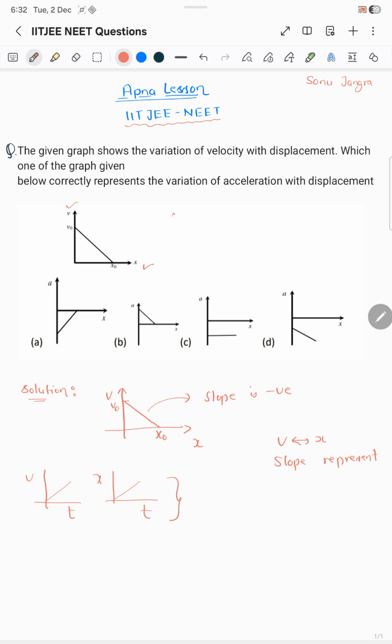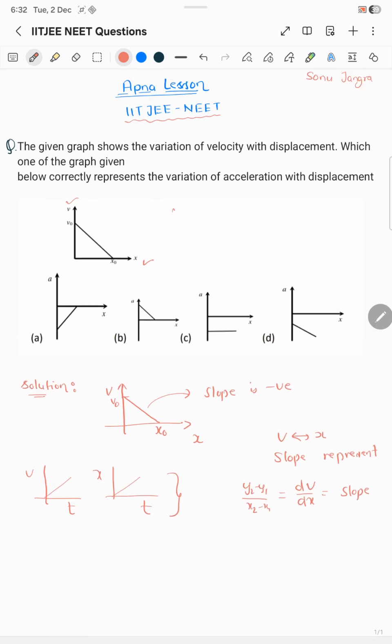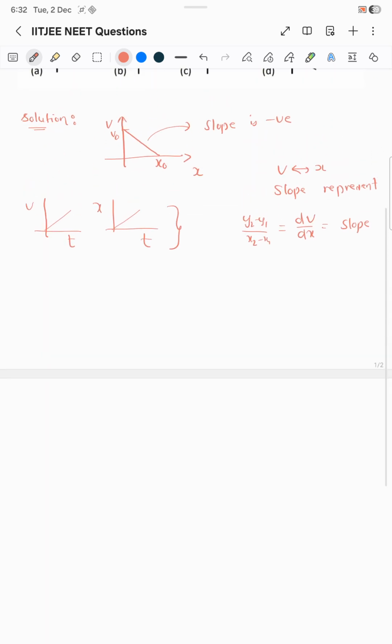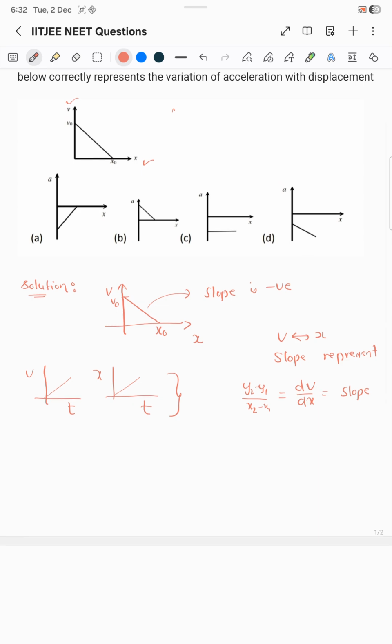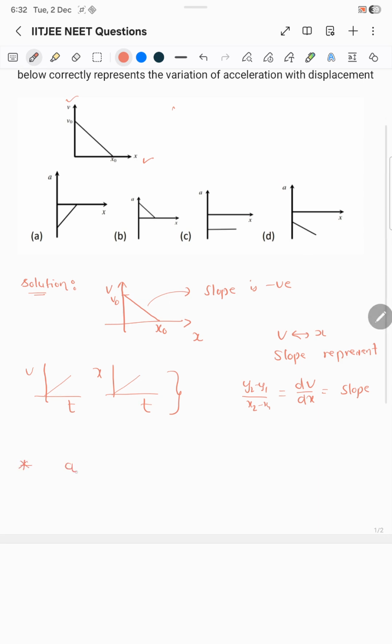Okay, so let's try with this equation. This is dv by dx, so the slope is nothing but dv by dx. So I can write slope equal to (y2 minus y1) by (x2 minus x1), which is dv by dx. This is the slope of the given velocity displacement graph. Okay, so I have to find a relation, and as the options give acceleration and displacement, now I have to write an equation.